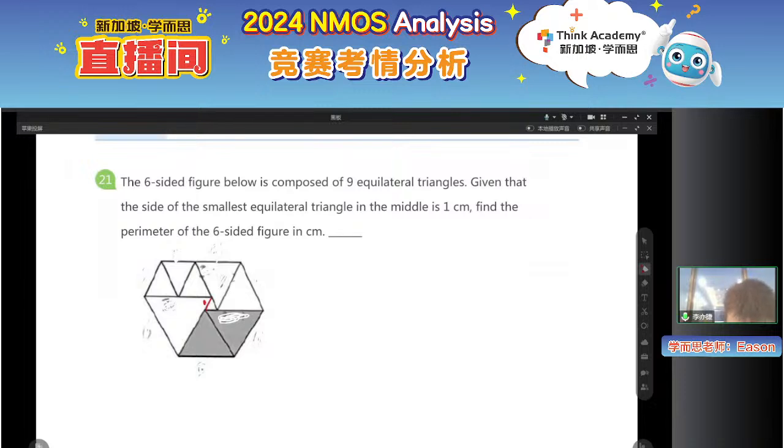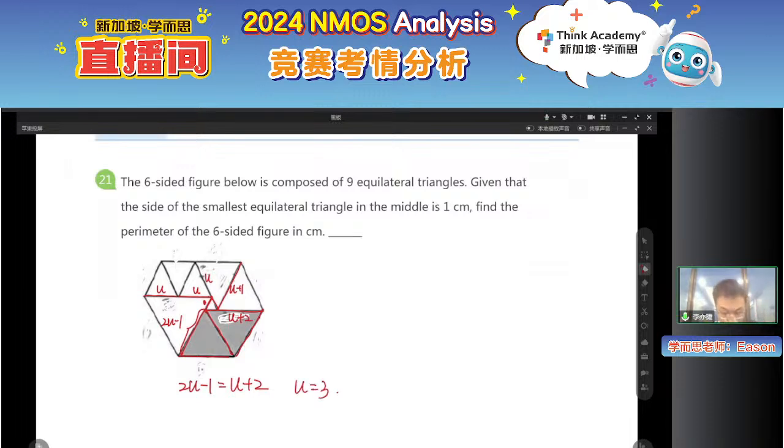we can treat this as u, right? If this is u, then this is u. So here this one becomes u plus 1. And then this one becomes u plus 2. And for this side, this one should be 2u minus 1. Then, because these are the same equilateral triangles, 2u minus 1 equals u plus 2, which means we get u equal to 3.